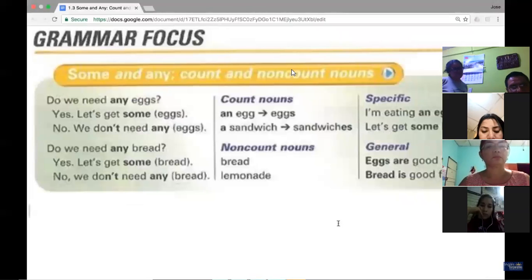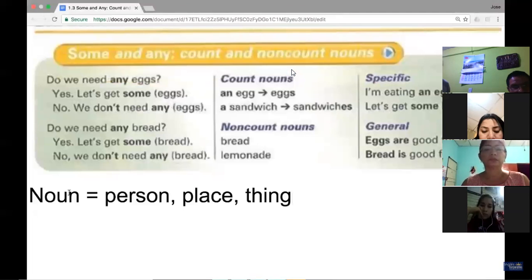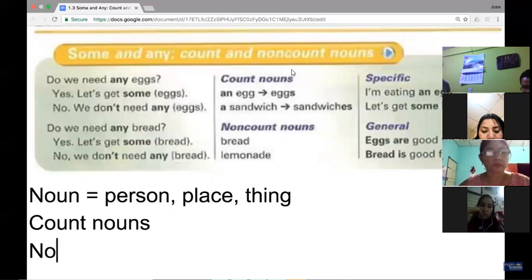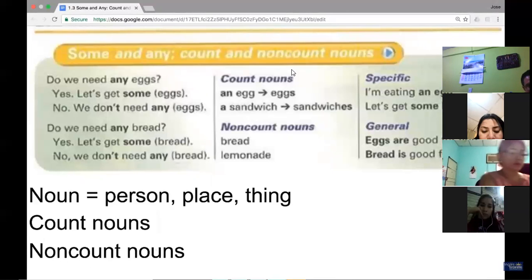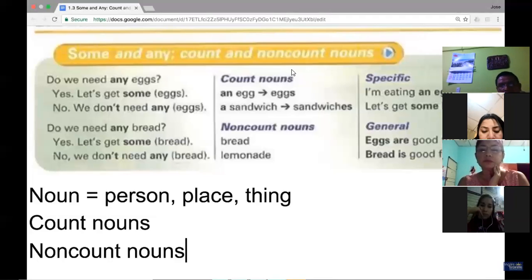The first thing that I would like to explain is this concept of count and non-count nouns. A noun is a person, a place, or a thing. So basically, anything that can be seen around you is a noun. In English, we have two types of nouns. We have count nouns and non-count nouns. Count nouns are those things that you can count. As you can see on the chart, an egg, eggs, a sandwich, sandwiches. We can count eggs and sandwiches. Non-count nouns are those things that you can't count because it's impossible to count. For example, liquids such as water, lemonade, milk, etc. On the chart, you can see a couple of examples. Bread, lemonade. Let's take a look at all the examples on this chart.